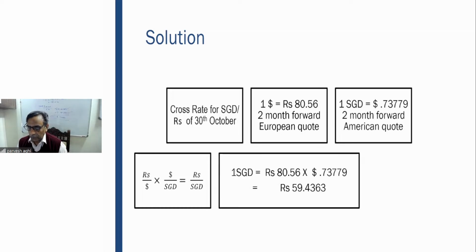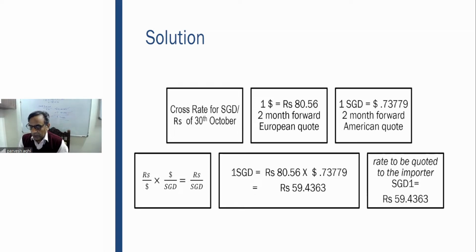So 1 Singapore dollar rate will be 80.56 multiplied. We just simply multiply, because both the quotes are in order, one in European, another in American. Then we can just simply multiply. Had both been European, then we would have answered by dividing one quote over the other. So that means 1 Singapore dollar is rupees 59.4363. So the rate to be quoted to the importer would be this. So I hope you have followed.